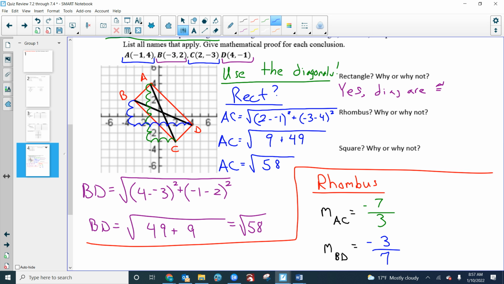What's the reciprocal of 4/9? Positive 4/9, 9/4. Those are reciprocals. They're not opposite reciprocals. Negative 7/3, negative 3/7. Are they reciprocals? Yes. Are they opposite reciprocals? No. Do you understand that? Are these slopes perpendicular? Negative 7/3 and negative 3/7. No. Not a rhombus.